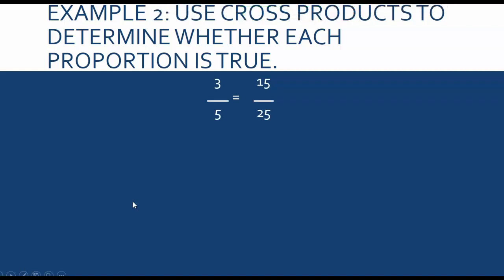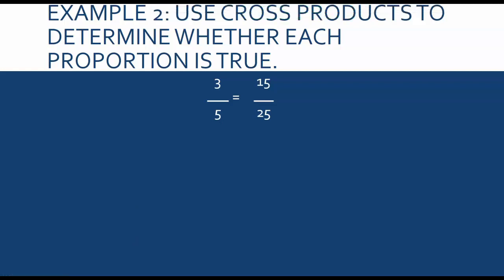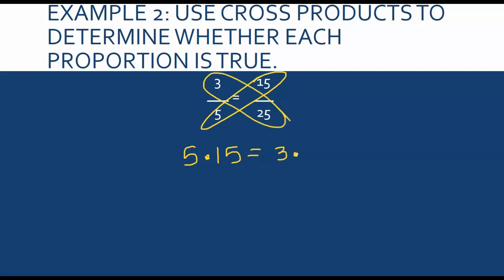Three-fifths is equal to 15 over 25. Is 3/5 equal to 15 over 25? What do you think, Dominique? Yep, we're going to cross multiply. Okay, so you got 5 times 15 and 3 times 25. So good, 5 times 15 is 75. 3 times 25 is 75. 75 equals 75. Therefore, that is a true proportion statement. 3/5 is equal to 15 over 25. That's kind of like saying these are equivalent ratios, right?